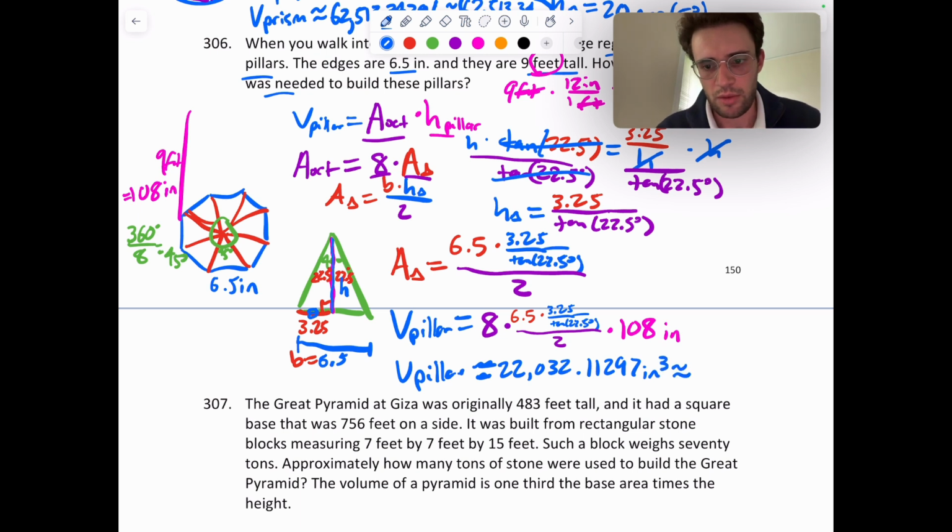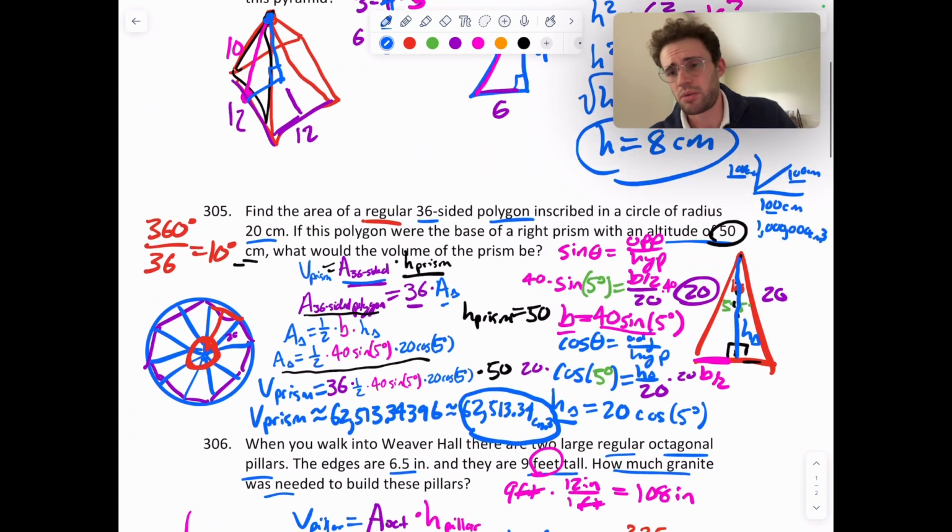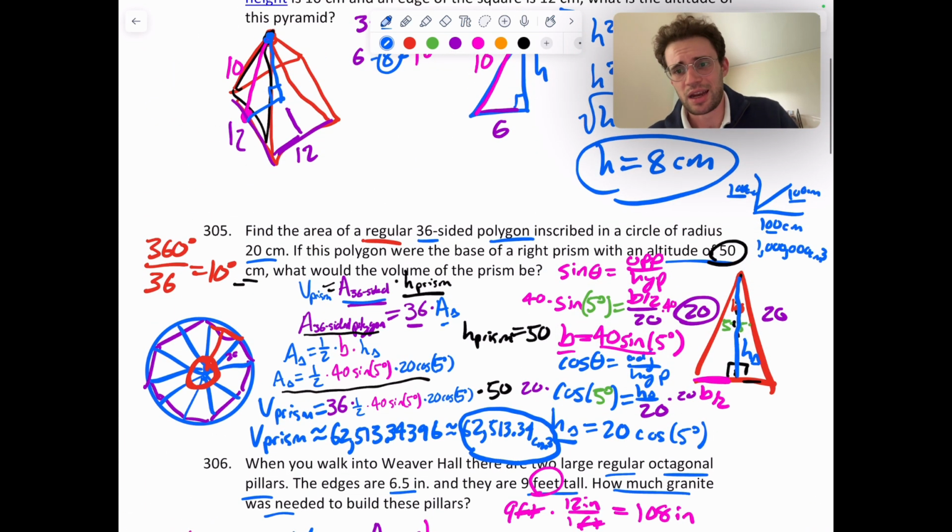So we can again round that to the nearest hundredth, and that would give me 22,032.11 cubic inches. And that number seems really big, but it's actually about 50 times smaller than just a 1 meter by 1 meter by 1 meter block of granite.